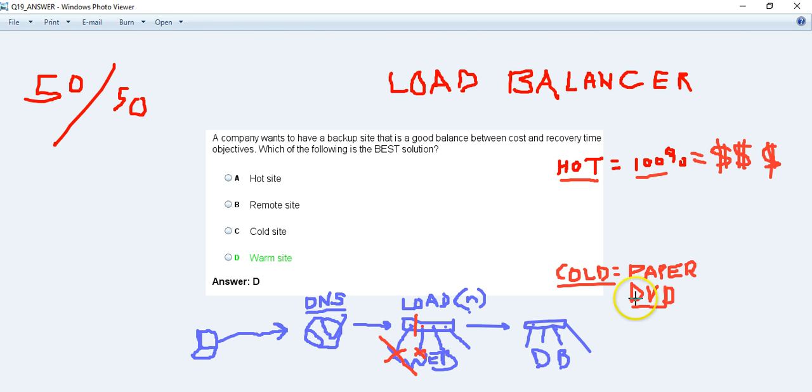So in this particular context, cold means 0% availability, and for all practical purposes, it still costs some money, but it's much more affordable because you're not paying for the availability. So you guessed it, here in the middle is our warm site.